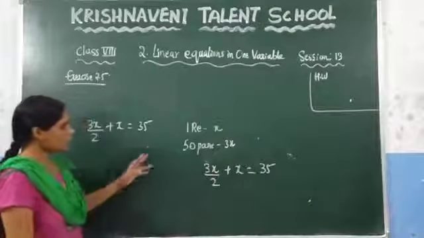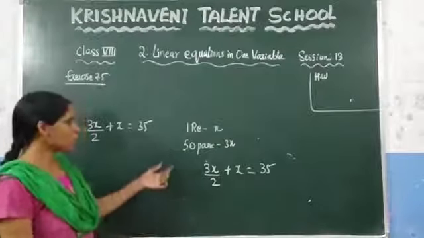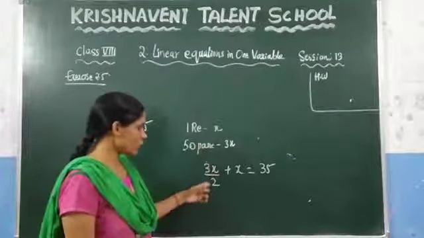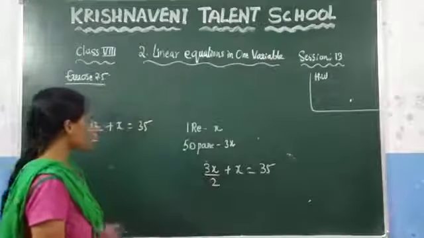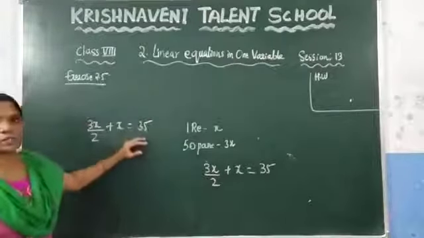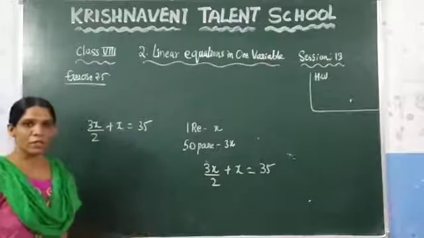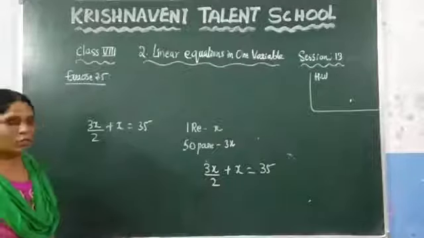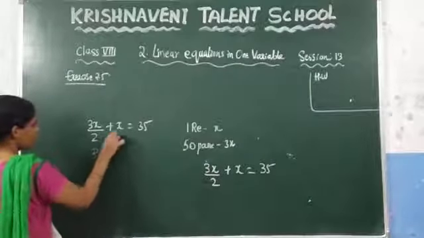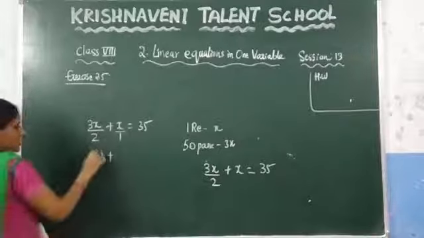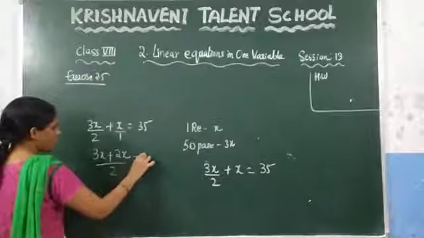Since the units are not the same, you need to convert into rupees. So we have divided by 2 so that we changed these values into rupees, and they have given the total money in the kitty bank, which is 35. Now you need to calculate how many 1 rupee coins and how many 50 paise coins there are. Calculate what you get after taking the LCM. Here you will get 3x plus 2x by 2 is equal to 35.